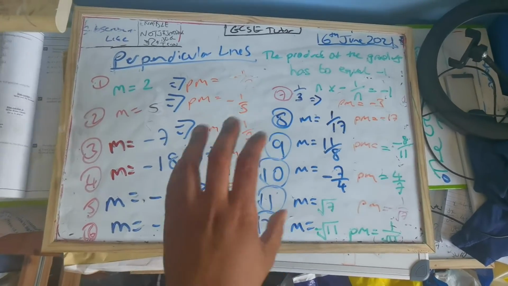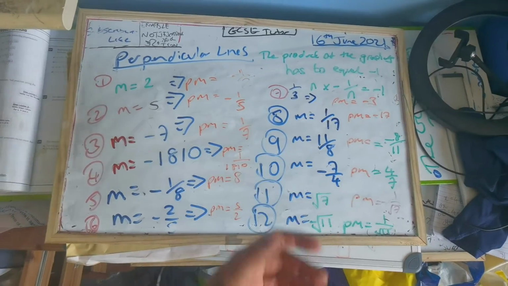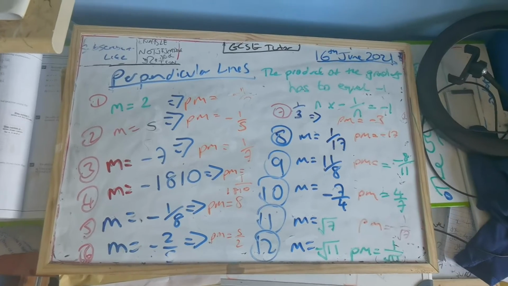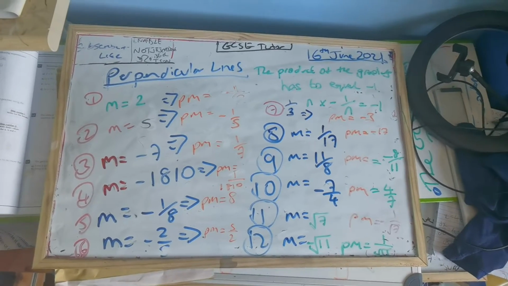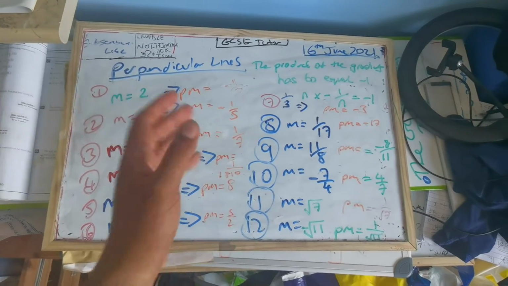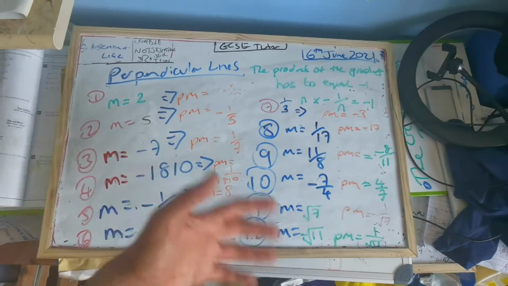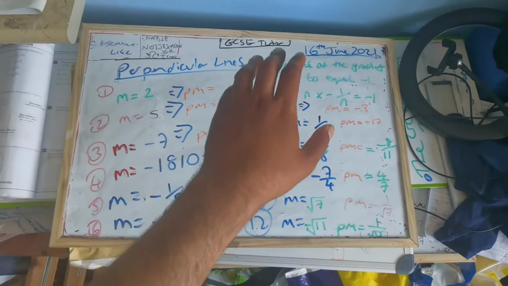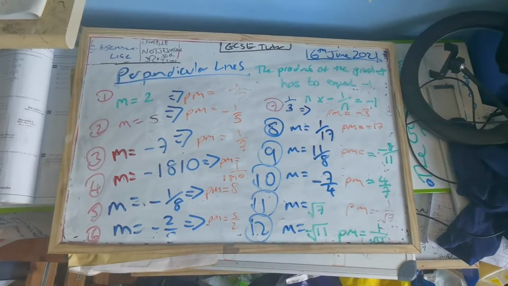out the perpendicular lines of straight line graphs. Right, guys, this video was recorded on Wednesday the 16th of June 2021, and today's video is looking at how to work out a perpendicular gradient to a line given its gradient. Okay, so I've got 12 examples here actually, and our target is to go through all of them.